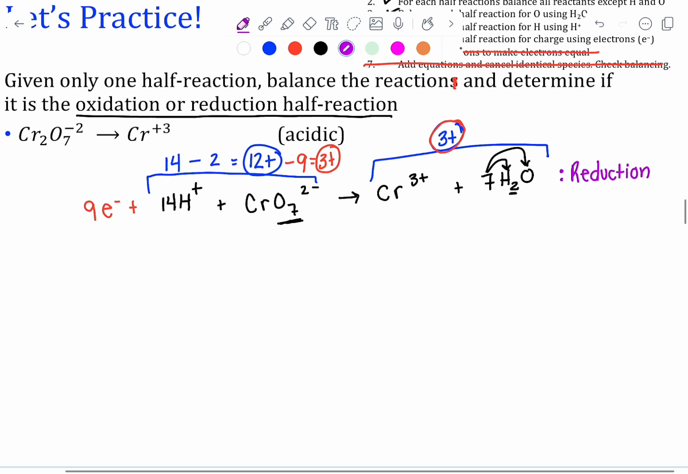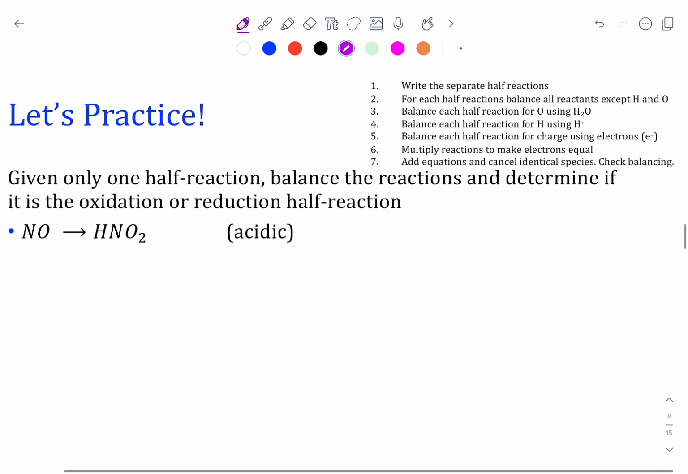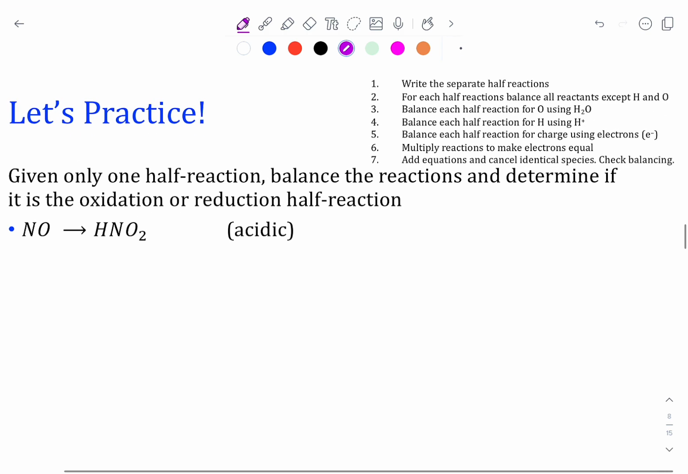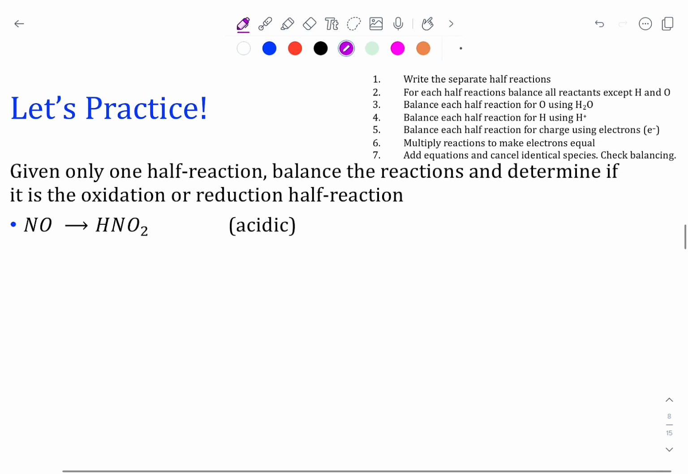Okay, let's try another one. I want you to pause your video and try this now on your own. Again, I'm giving you only one half reaction, so we can ignore step 1. Step 6 and step 7, we don't need either; we have to do steps 2 through 5. So given only one half reaction, balance the reaction and determine if it's the oxidation or reduction half reaction.